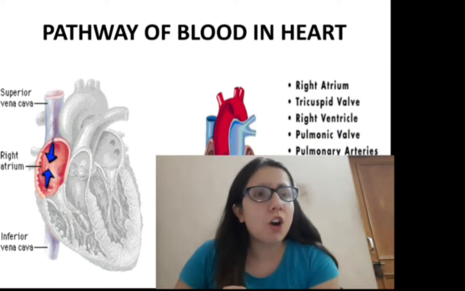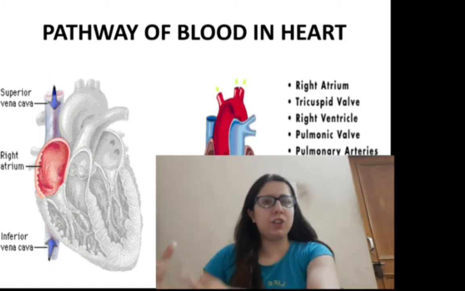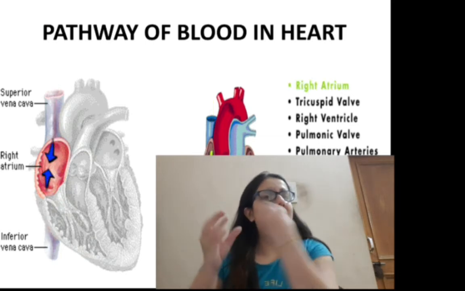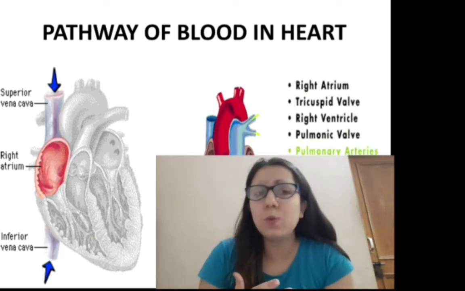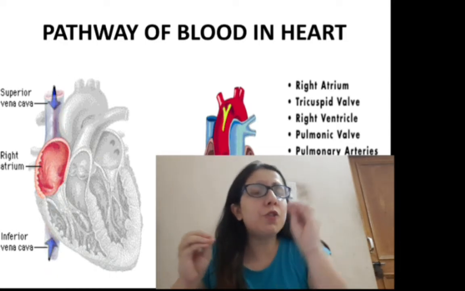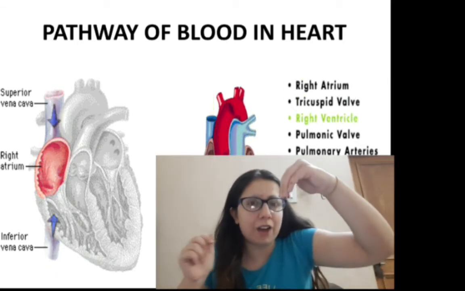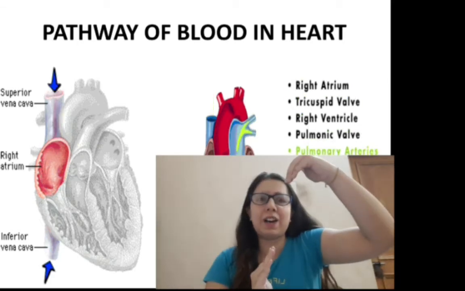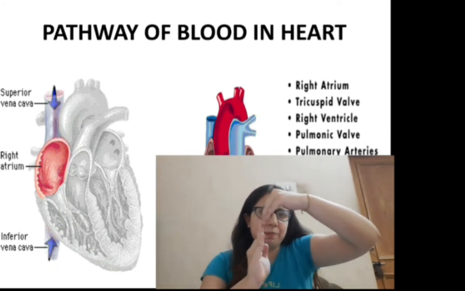So first of all, what happens? We will be considering the right side of the heart, right? In the right side, we have the right auricle and right ventricle. First of all, what does it do? You can see in the first diagram, from the superior vena cava and from the inferior vena cava, the blood comes into the right atrium, right?